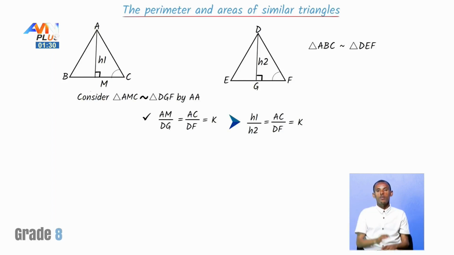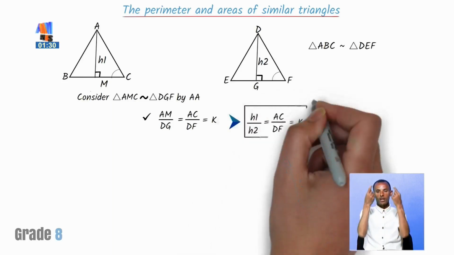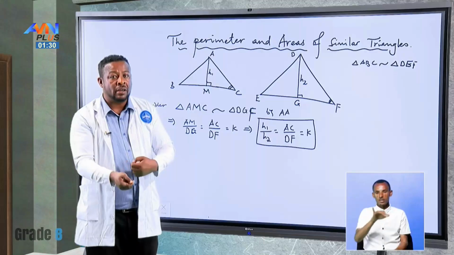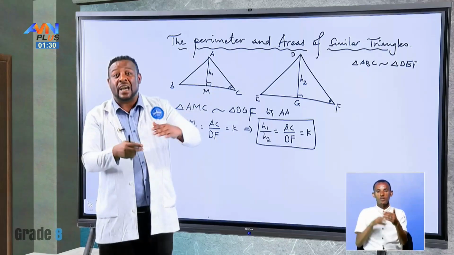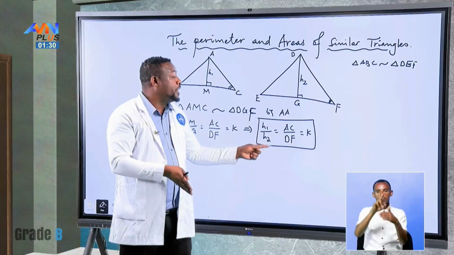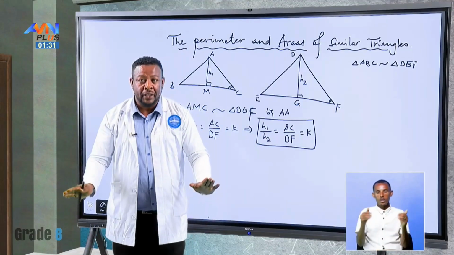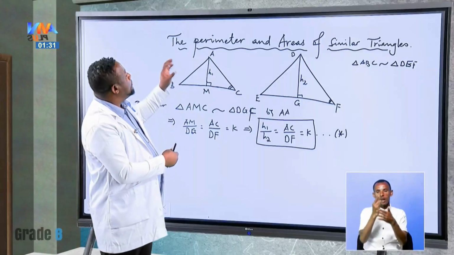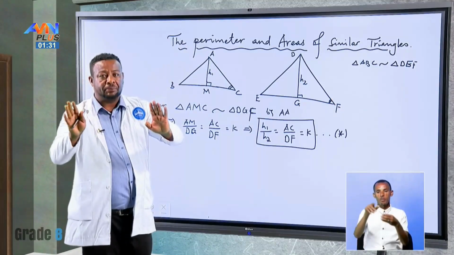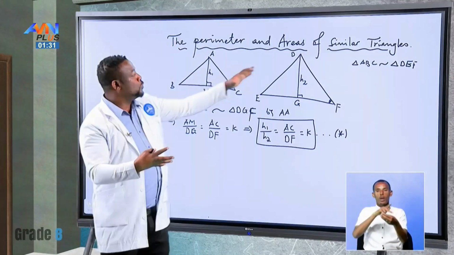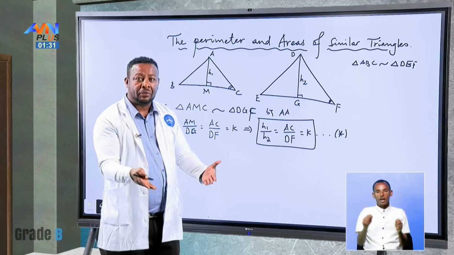So from this, we understand that if two triangles are similar, the ratio of the corresponding sides are constant. At the same time, the ratio of their altitudes is also constant, right? So this is a very important relationship that you need to take to derive the relationship between perimeters and areas. Now, let's see how the perimeter of these two triangles can be related, right?